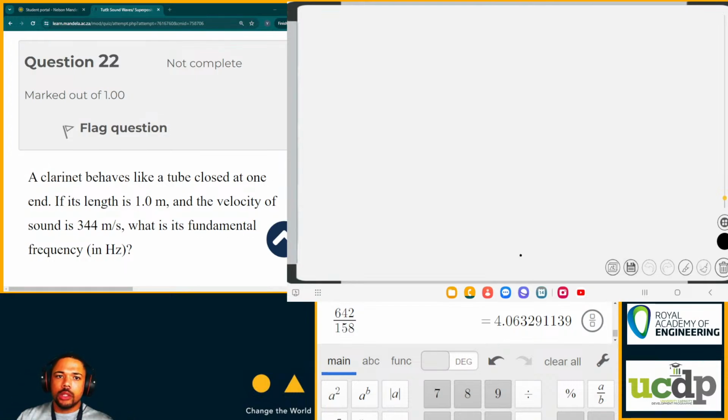Okay, we are still continuing with sound waves, superposition, and standing waves, and this is our fourth session in this chapter. Today I'm going to continue from questions number 22 to 26, I think.